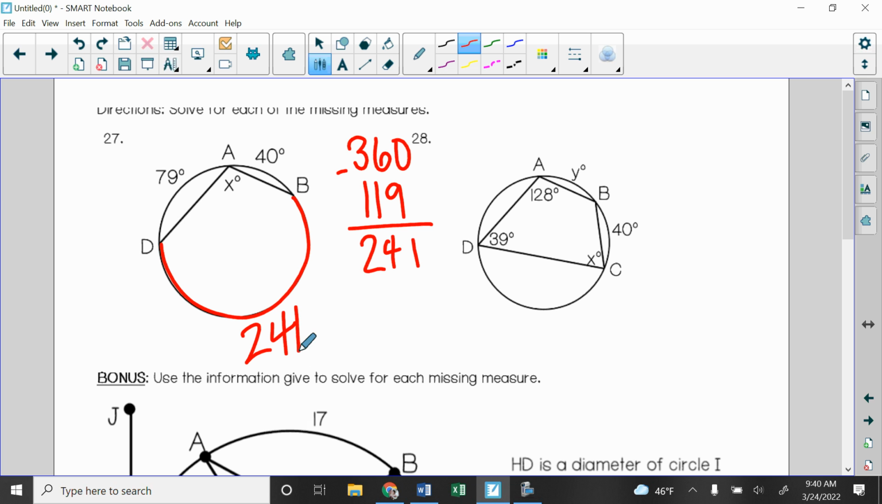However, the arc is not what you want. You want the angle that's attached to the arc. So what do you do to that number? Not subtract. Divide by 2, so 120.5. Just kidding, can't math.